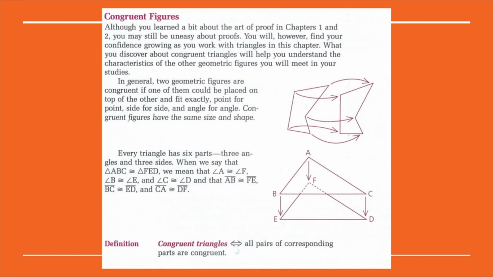In general, two geometric figures are congruent if one of them could be placed on top of the other and fit exactly, point for point, side for side, and angle for angle. Congruent figures have the same size and shape. Every triangle has 6 parts, 3 angles and 3 sides. When you say that triangle ABC is congruent to triangle FED, we mean that all of their angles and sides are congruent. The definition of congruent triangles is that all pairs of corresponding parts are congruent.